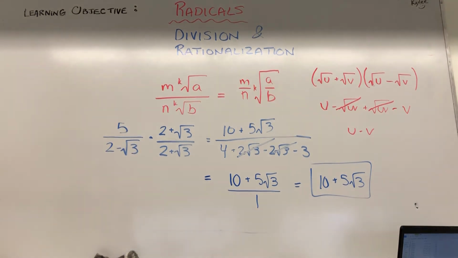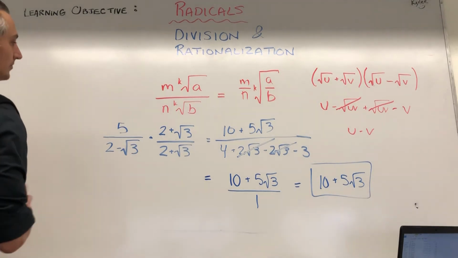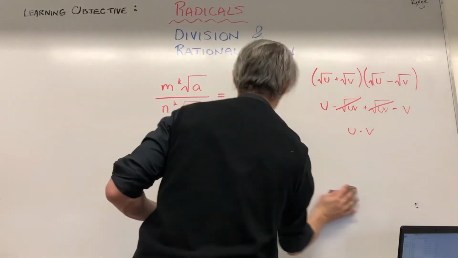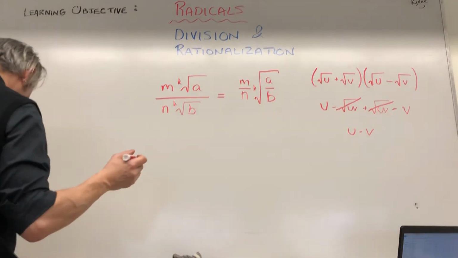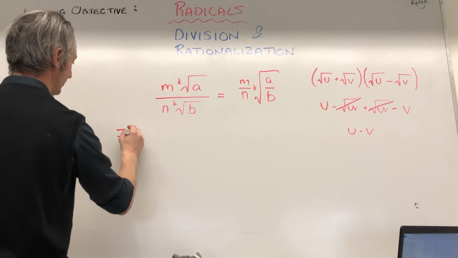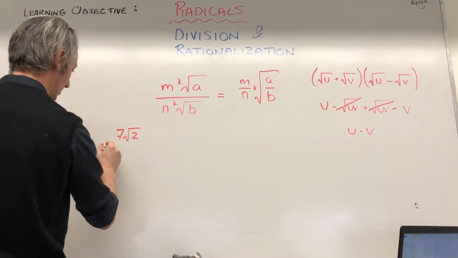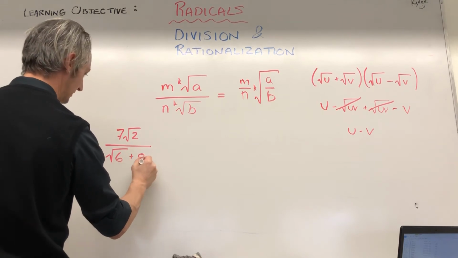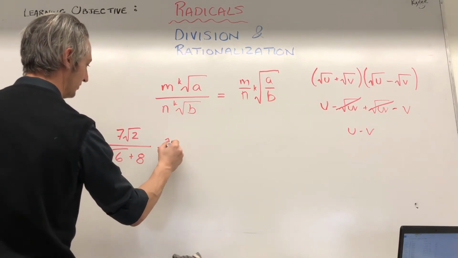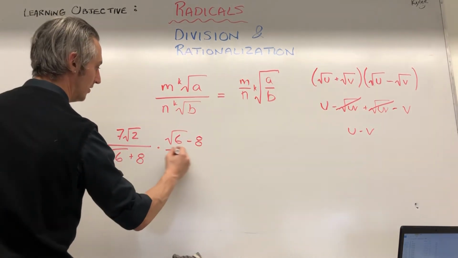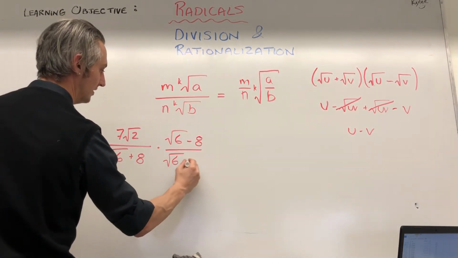So one more to make it interesting. So what if I had 7 root 2 over root 6 plus 8. I'm going to multiply this by root 6. The difference of squares is going to make this negative, minus 8 over root 6 minus 8.